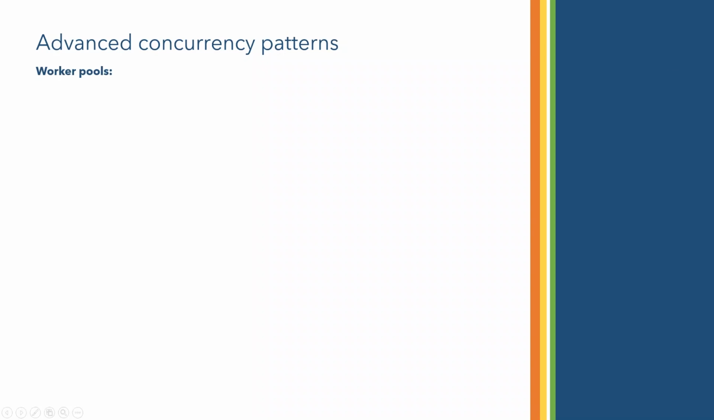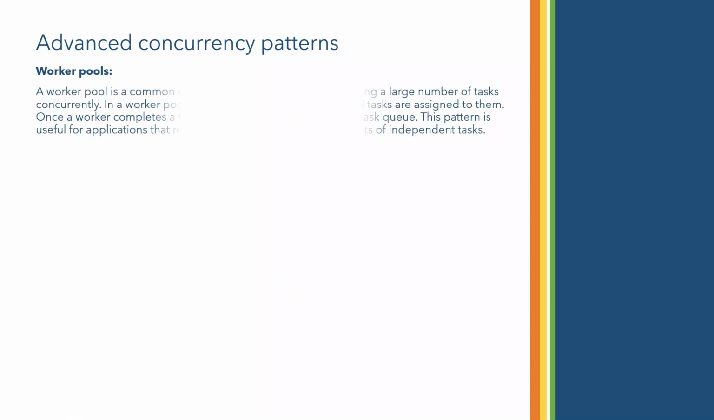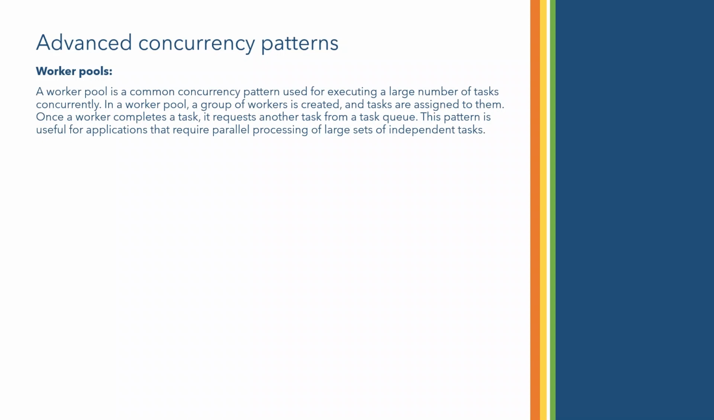Here we have 9 advanced patterns. Let's talk about worker pools. A worker pool is a common concurrency pattern used for executing a large number of tasks concurrently. In a worker pool, a group of workers is created and the tasks are assigned to them. Once a worker completes a task, it requests another task from a task queue. This pattern is useful for applications that require parallel processing of large sets of independent tasks.